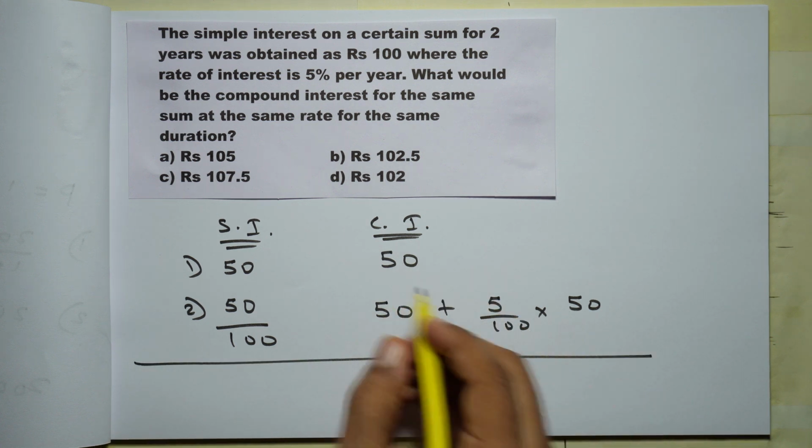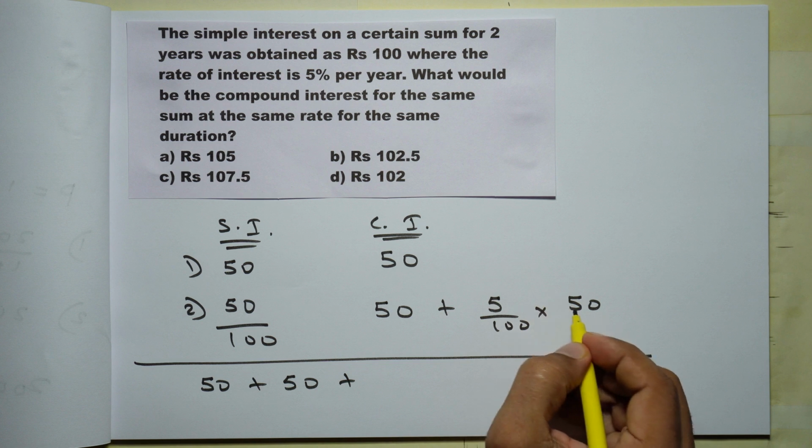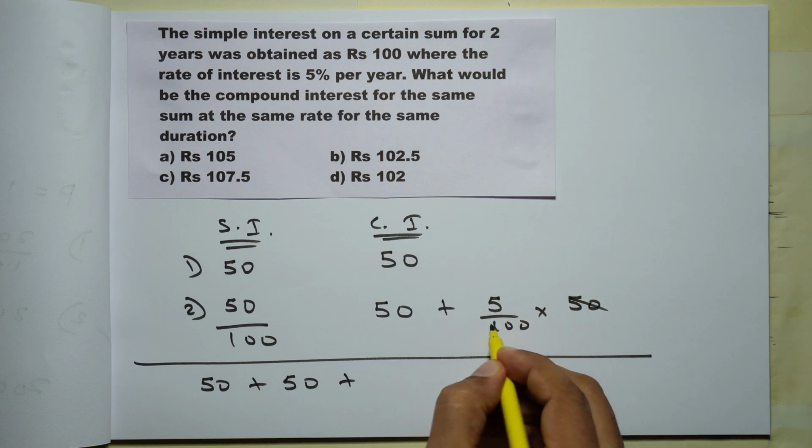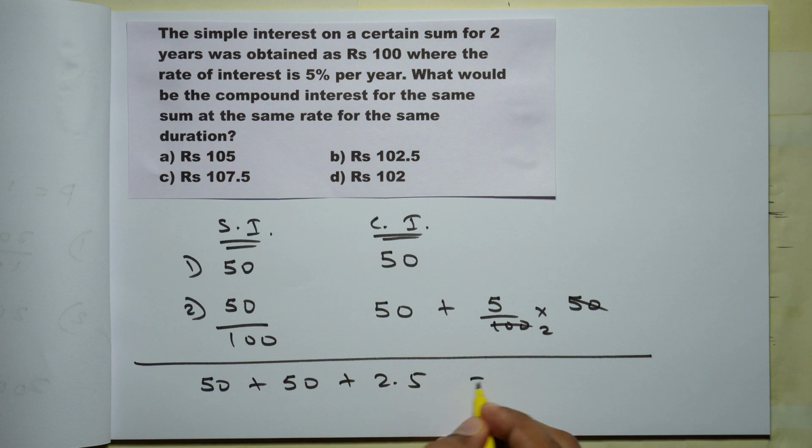So this we have to add it up. First year's compound interest is 50. Second year's compound interest is this 50 and this also. 50 divided by 2 times, so 5 by 2 gives you 2.5. So compound interest for 2 years is 50 plus 50, 100, plus this 2.5 gives you 102.5. That is the compound interest for 2 years. That is option B.